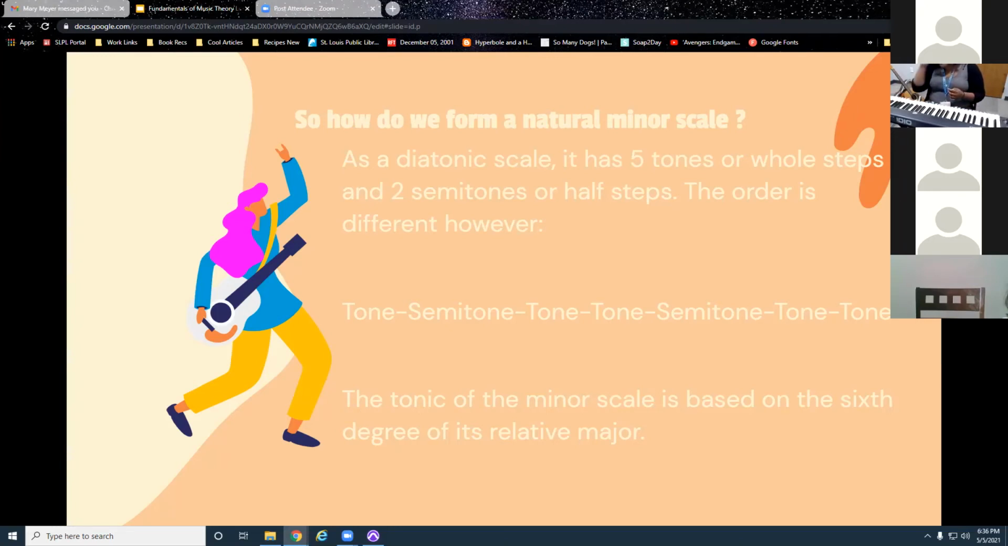Whenever you have the relative minor, it's going to have the exact same number of sharps or flats as its relative major. Again, we'll see a big diagram of what that looks like. But that's the reason why A minor and C major both only use the white keys. They have the exact same notes in their scale, being relative major and minor.